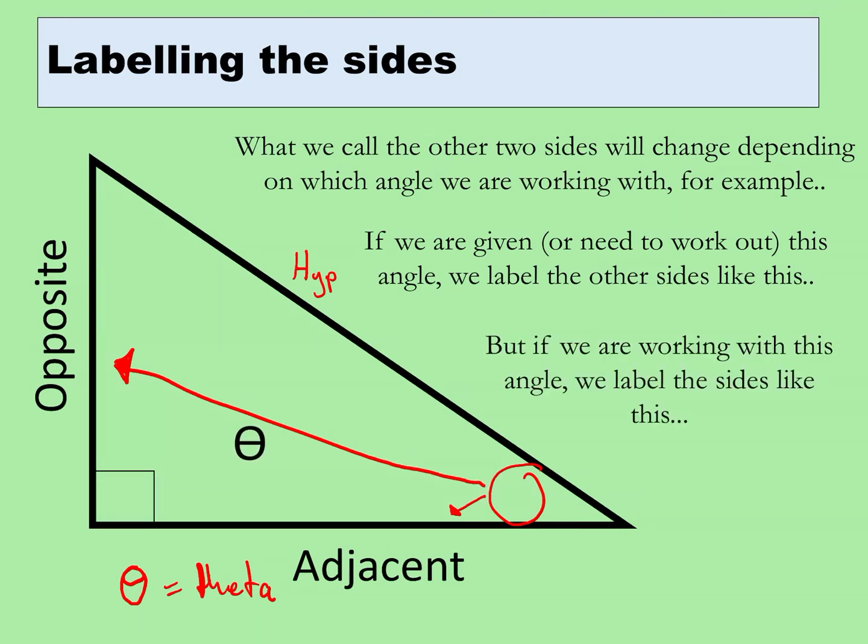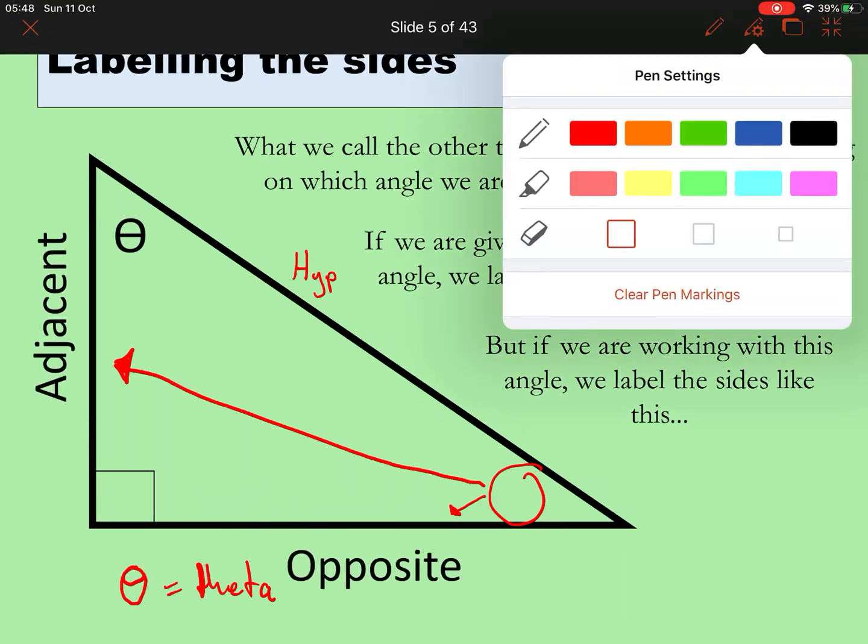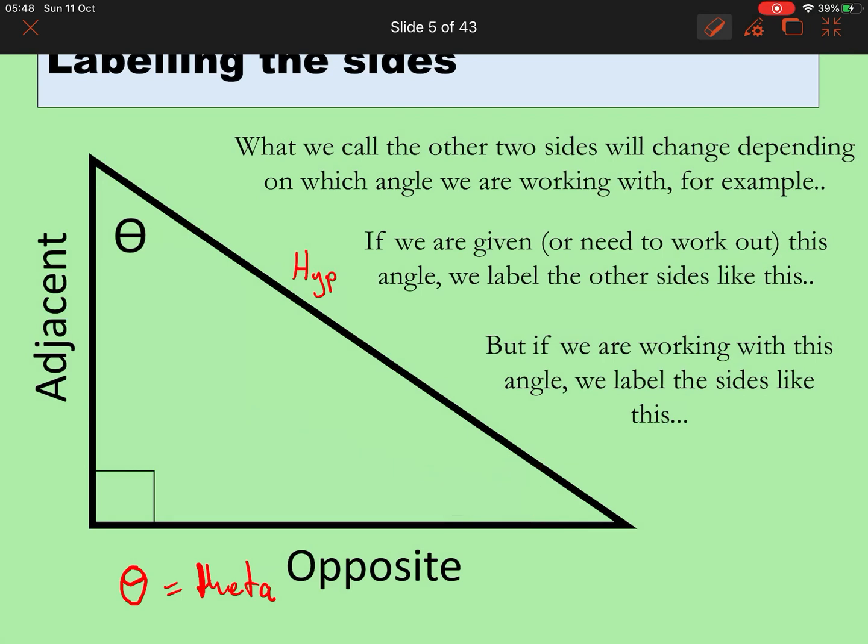But what happens, oh hang on a second, if we move the angle so that actually we're trying to find this angle instead, well then this side becomes the opposite and this side is the adjacent, okay? So the opposite side on your triangle is always the one that's opposite where the angle that you're interested in is. So if the angle moves, the opposite side moves as well. Okay, I hope that makes sense.